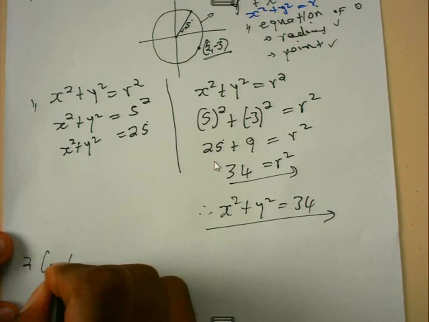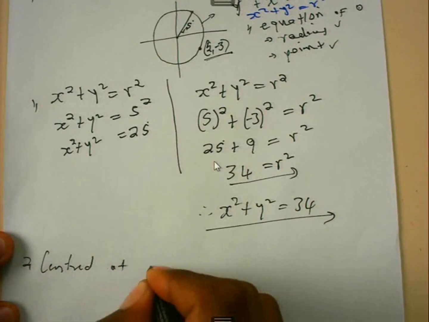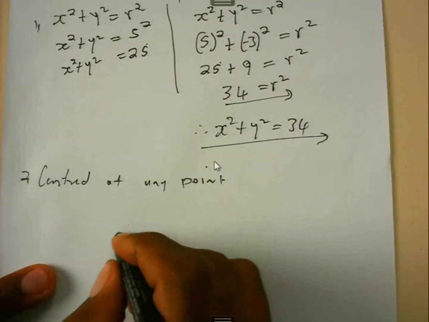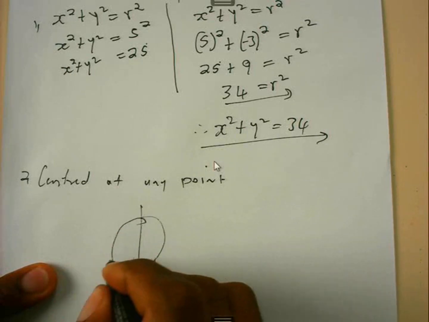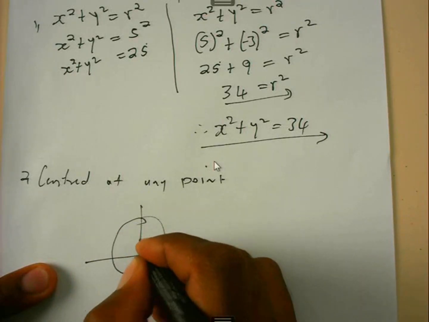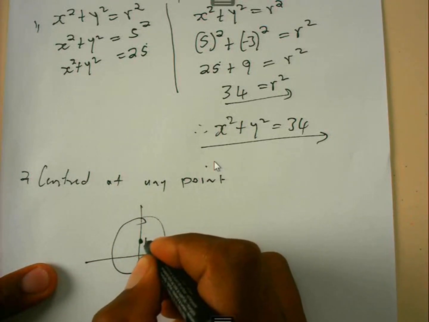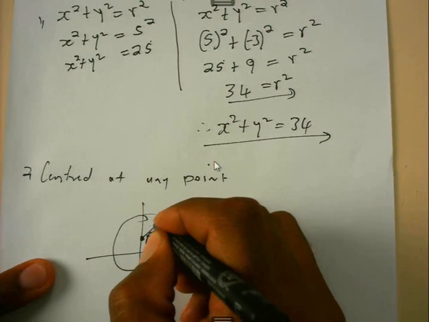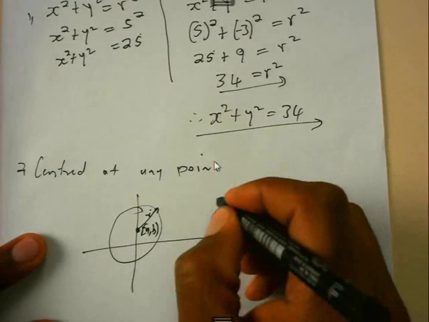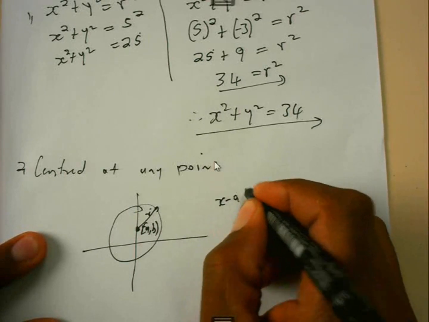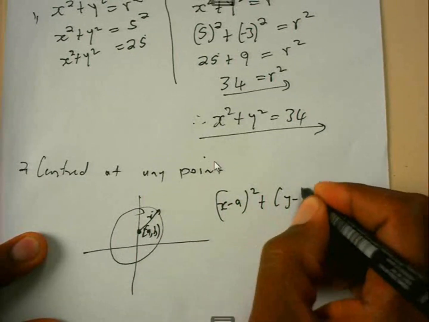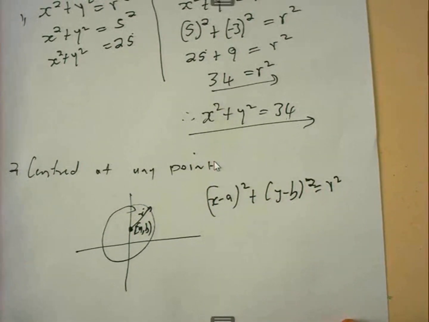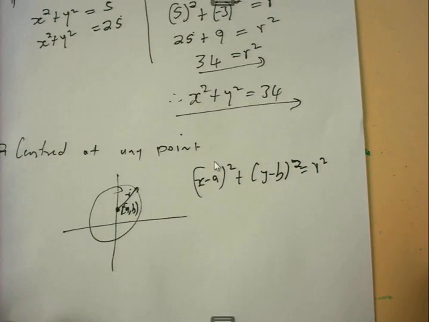Now we also have a circle centered at any point, right? Of course, I can also make the same sketch. Let me now say the center is here. Of course, the coordinates of the center will be A as well as B. Of course, we have our R here. Now, the equation of this circle is x minus A all squared plus y minus B all squared is equal to R squared. x minus A all squared plus y minus B all squared is equal to r squared.